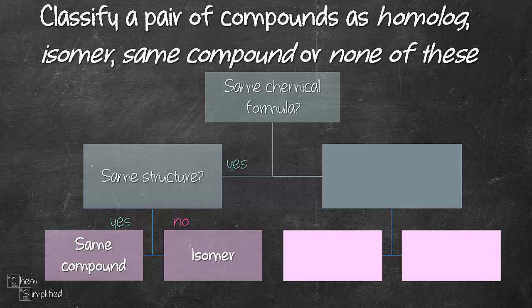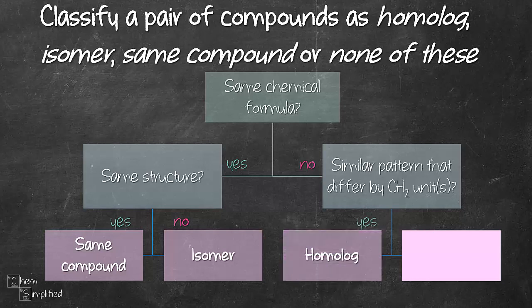So let's go back to the first question that we asked. If the two structures do not have the same chemical formula, then we'll need to follow up with the next question, which is, do they have similar pattern that differ by CH2 unit or units? If yes, then they are homolog. If no, then it's none of those three. Doing okay so far? Well, that's the entire flowchart. Are you ready to test it out with some practice questions?